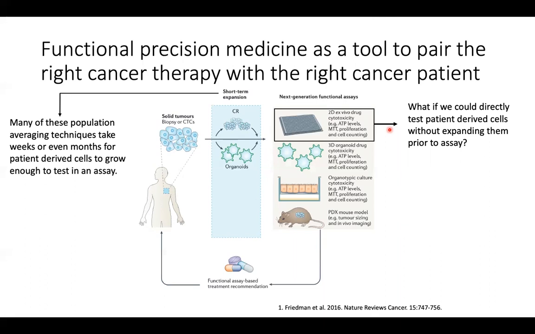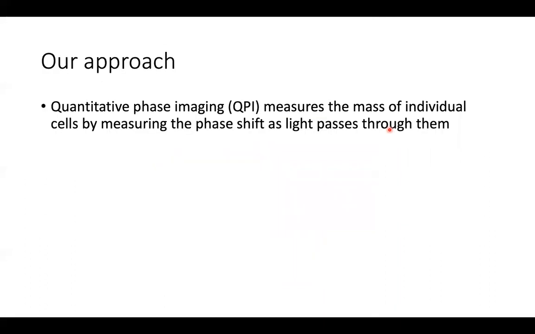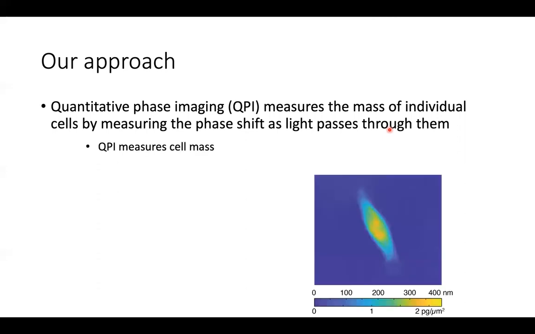To briefly describe our approach, we are using a 2D in vitro model system, and we are using quantitative phase imaging to measure the growth of cells in response to cancer therapies. Quantitative phase imaging measures the mass of cells by measuring the phase shift as light passes through them. Quantitative phase imaging readily measures cell mass because cell mass is directly proportional to the phase shift as light passes through the cells.